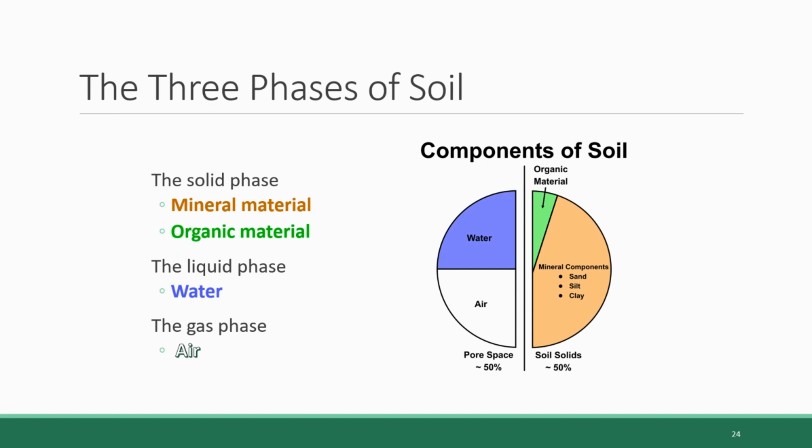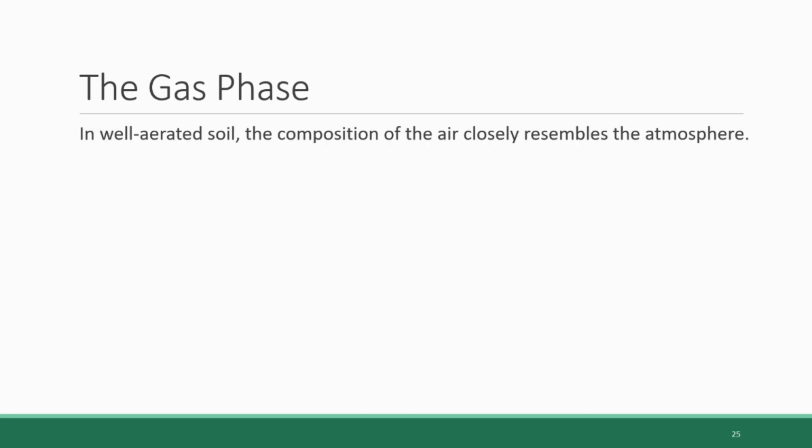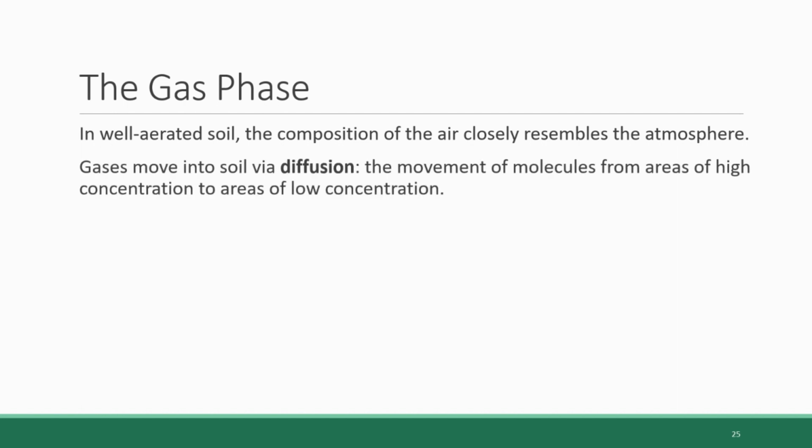The last dimension of the phases of soil that we need to talk about is the gas phase, or in other words, air. So, in a soil that is well aerated, the air that you find in the pores between the particles of the soil's solid phase looks more or less like the same air that's in the atmosphere. So, that means it's mostly made of nitrogen with also a significant amount of oxygen and also carbon dioxide. And that's because gases will readily move in and out of the pores found in soil through a process called diffusion, the movement of molecules from areas of high concentration to low concentration.